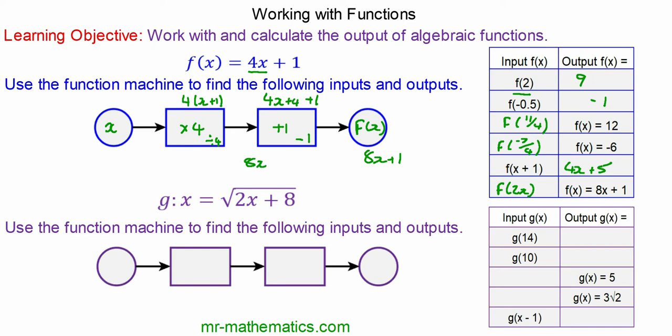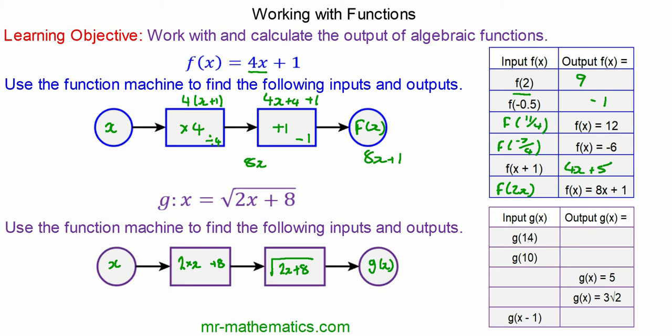Moving on to the next function, we have x going into our machine, we are going to multiply it by 2, and then we're going to add 8 to the result, and then finally we are going to square root it. And out comes the function of x.